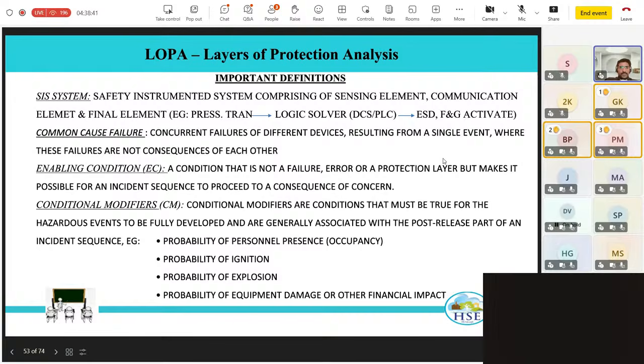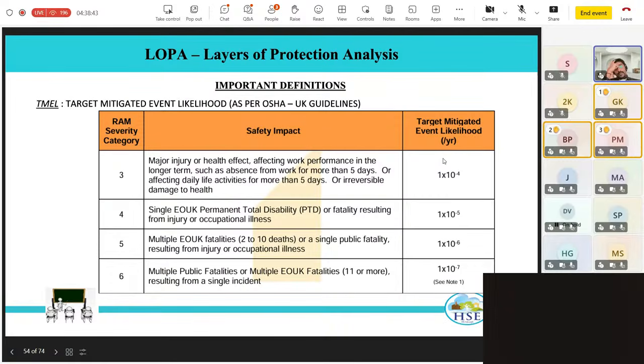So yeah, next let's look at the other definition. Now we look at this TMEL, which is a target mitigated event likelihood. Now, this is a definition as per OSHA or UK guidelines. And mostly, I think many people refer to these OSHA guidelines, Purple Book, or all those things. So typically, these are more or less used as guidelines for setting this TMEL, and that could vary based on client requirements or client guidelines also.